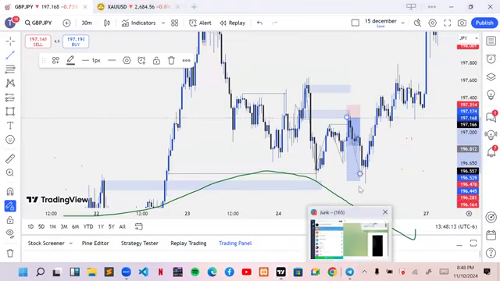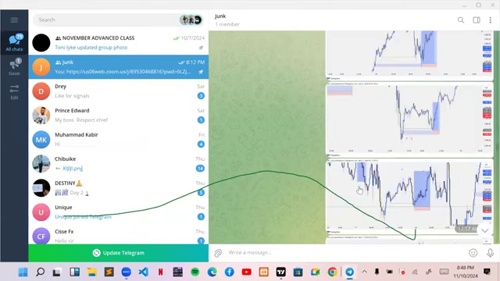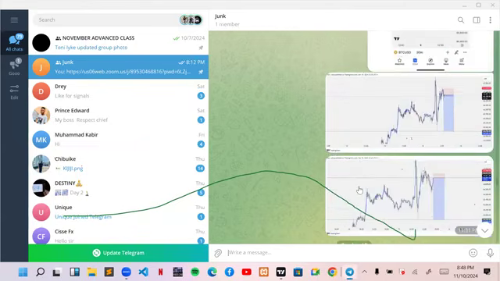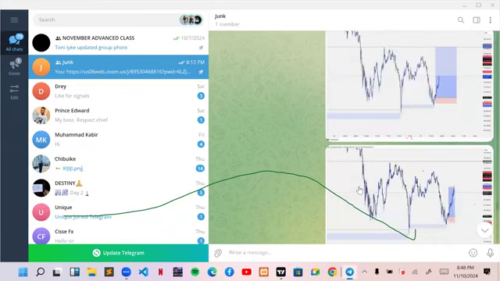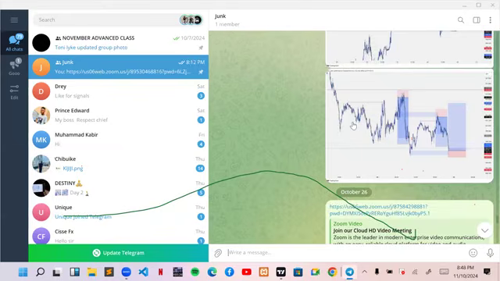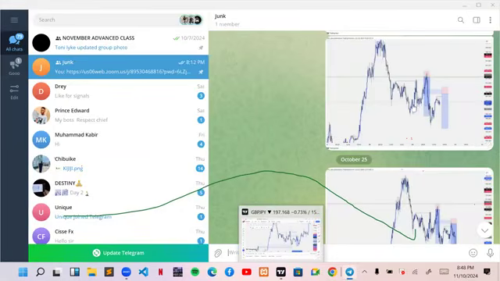I think I made the analysis before, it should still be here. Let's see if I can find the before. Aha, see, this was the before. So I picked my entry from the breaker, regardless of there being another block up here. Because why? Following the rules, this breaker block has not yet been mitigated and is the one closest to liquidity. That was the before. And then this is the after.